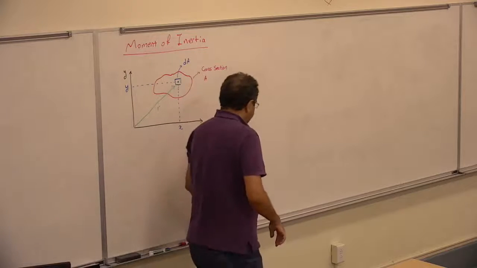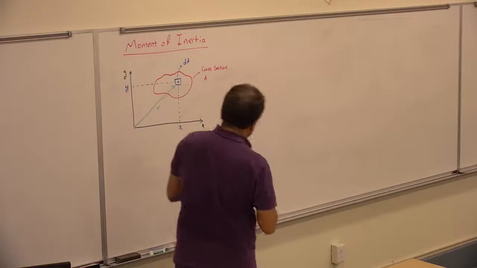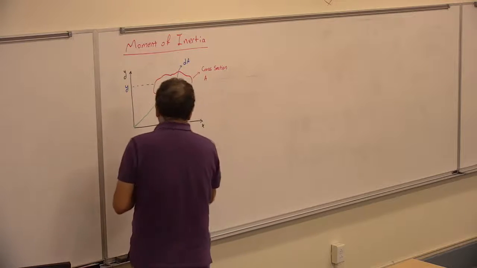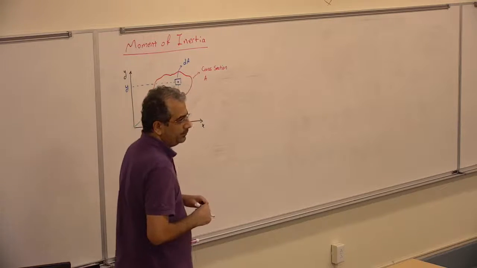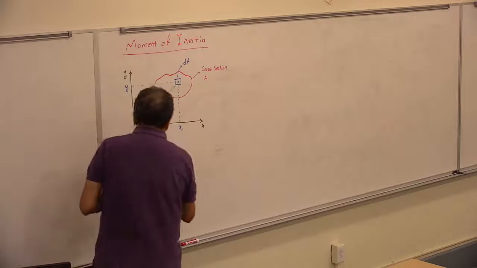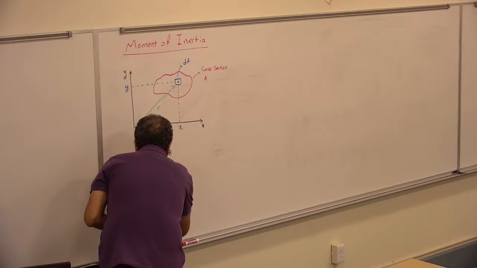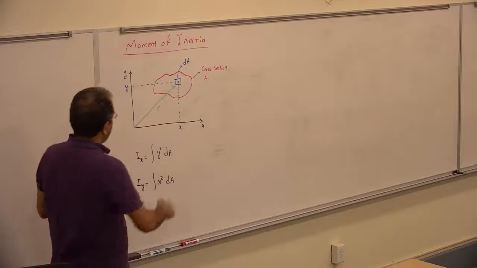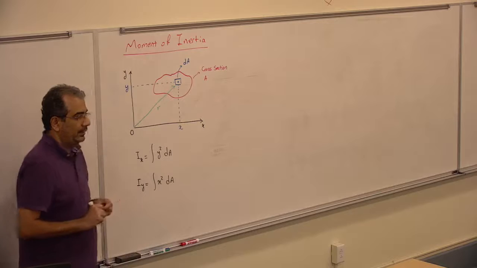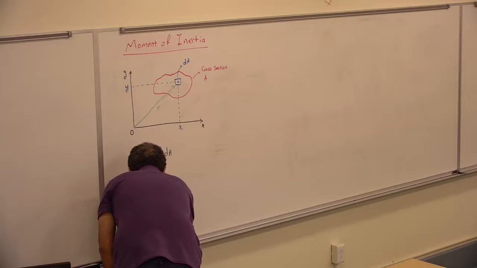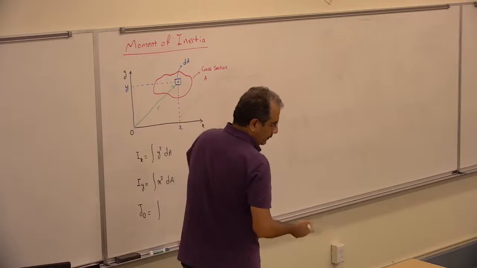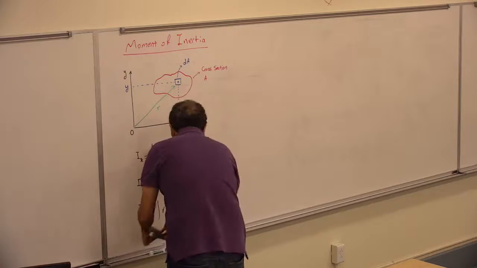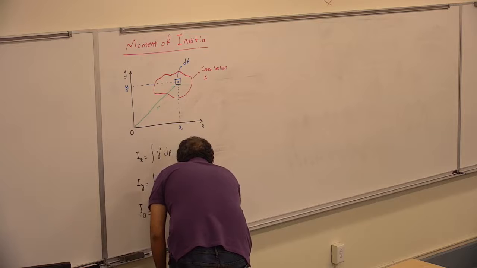If this is the case, the moment of inertia about the x-axis, the I about x-axis, is the integration of y squared dA. The moment of inertia about the y-axis is going to be x squared dA. And then the moment of inertia about O, usually called J, is going to be the integral of r squared dA, which is x squared plus y squared.